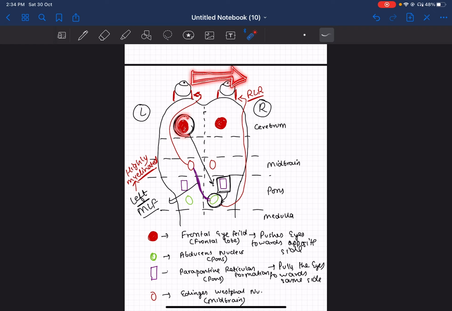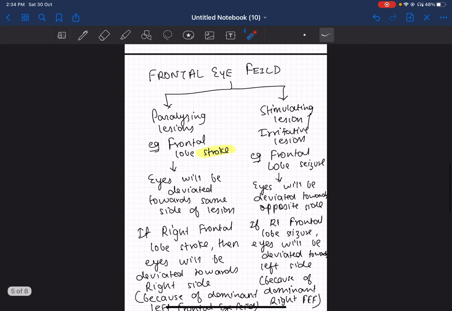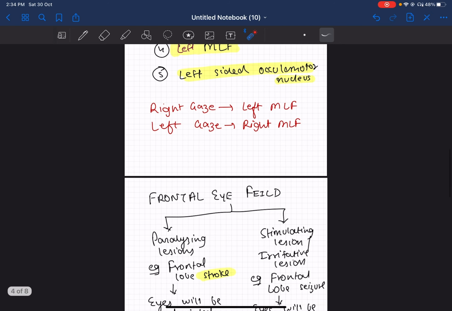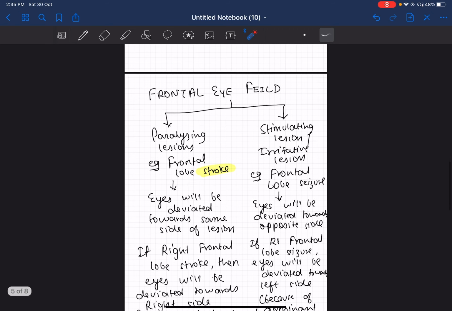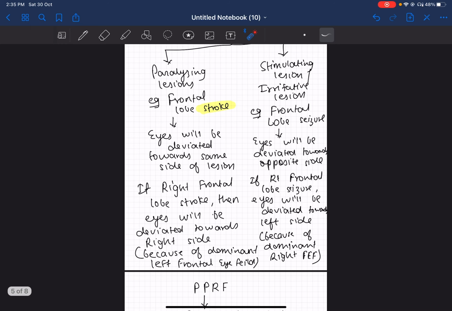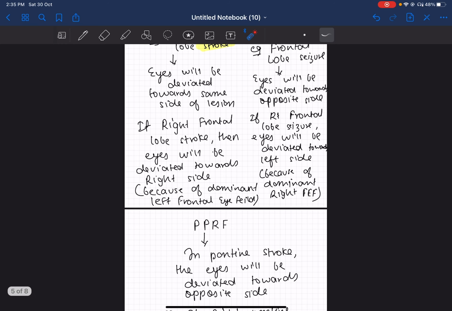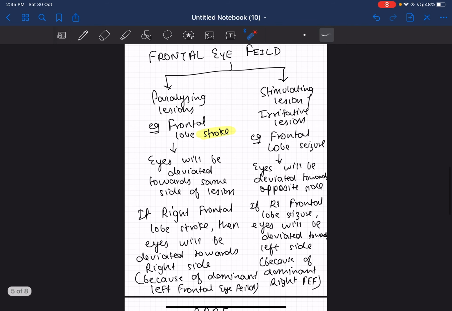Why? Because the left frontal eye field will push the eyes towards the opposite side. Okay. In case of stimulating lesion, if we stimulate this right-sided frontal eye field, then it will dominate and it will push the eyes towards the left side. Okay, so for stimulative lesions, the examples are you can say stroke, okay, or hemorrhage. The blood is irritative to the area. So if the right frontal eye field is irritated, then the eyes will be deviated towards the right side because of the dominant left frontal eye field. Okay, here the example is seizure.